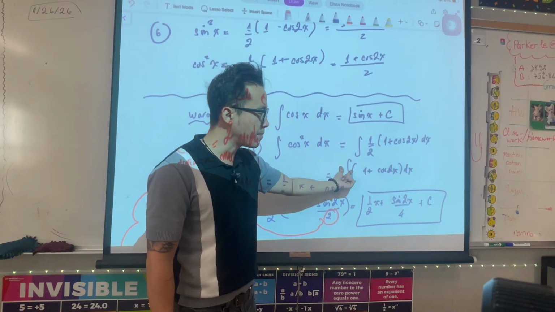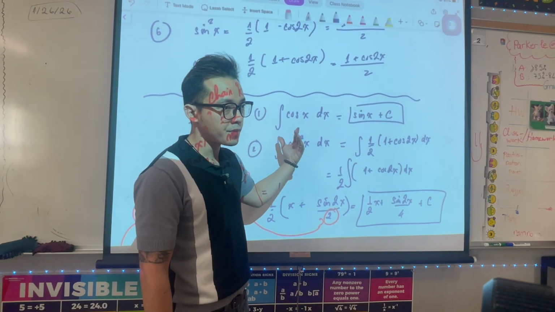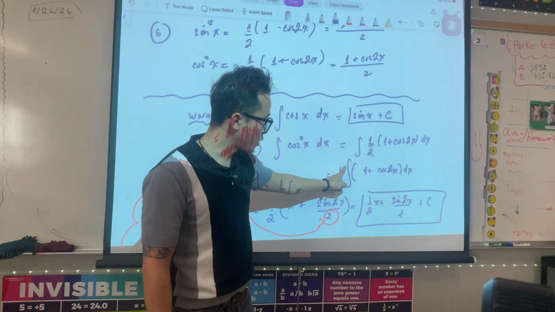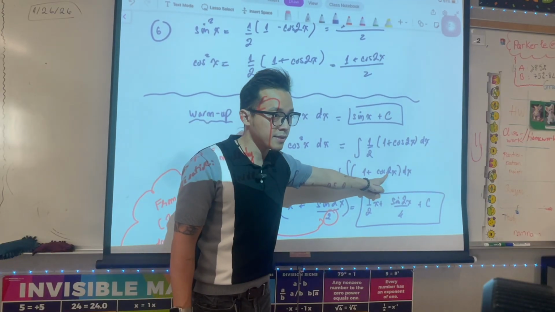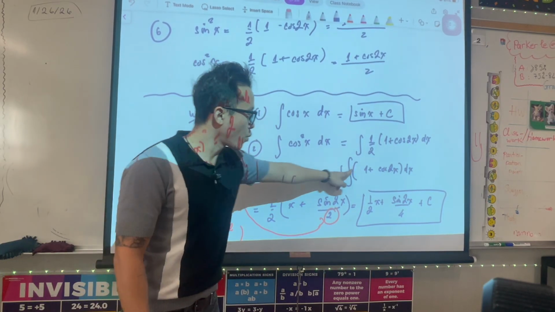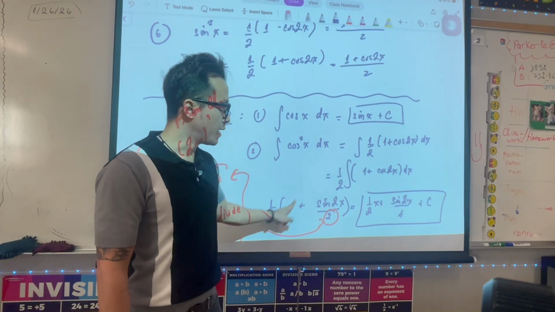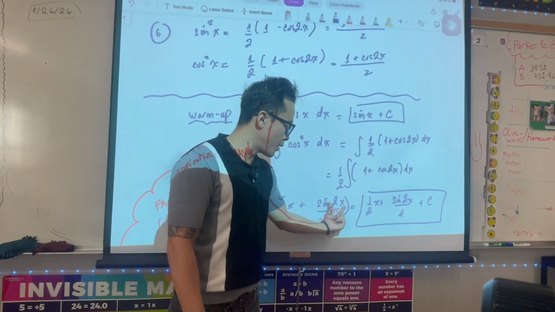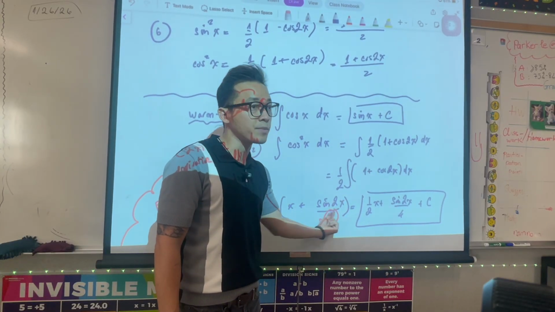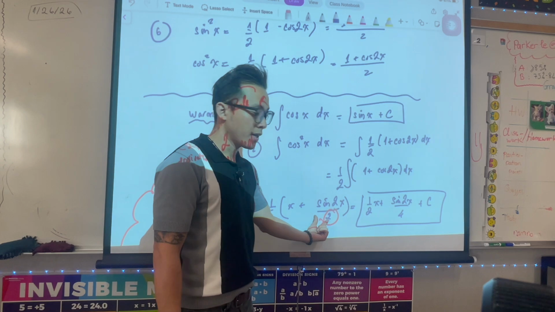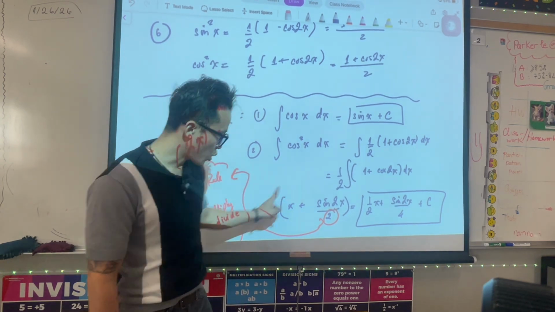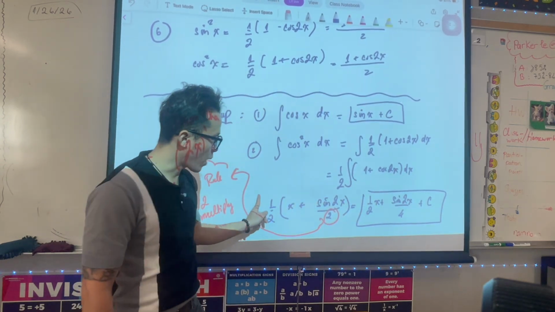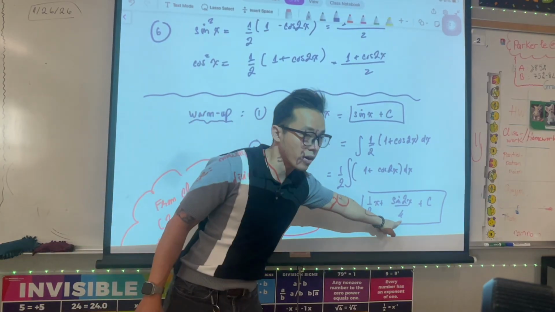Every time you see a number, it's better to put it outside. So you just took the integral of 1 and the integral of cosine 2x. Okay? The integral of 1 is x. The integral of cosine is sine. But because this is 2x, you need to divide by the derivative of 2x, the chain rule. Divided by 2. I got it. And then distribute the 1/2 back. So 1/2 times x is 1/2 x. 1/2 times this is 2 times 2 is 4. Okay, I got it.